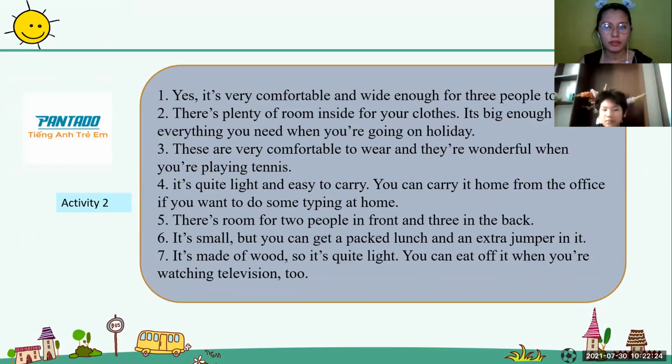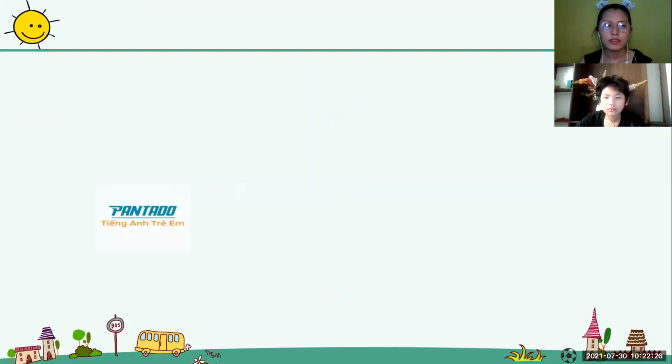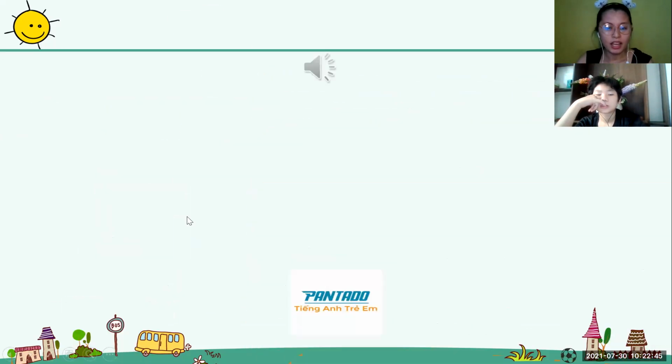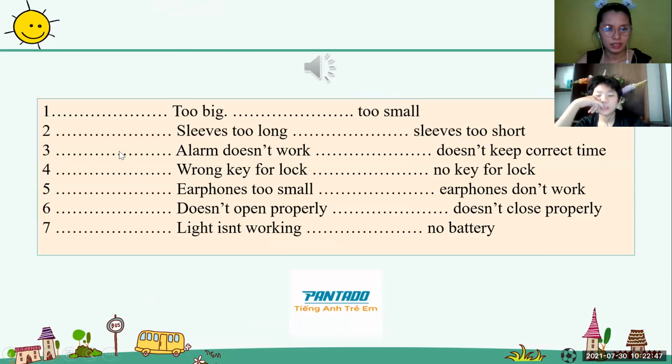Okay, let's move on to activity 3. What you need to do is listen to people returning things to a department store. What is wrong with each item? Think of the best answer. And you will tick the word. All right.